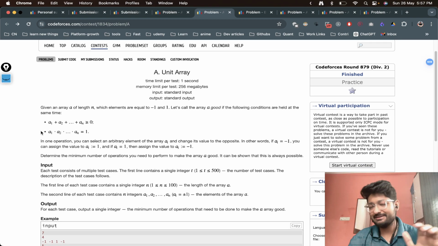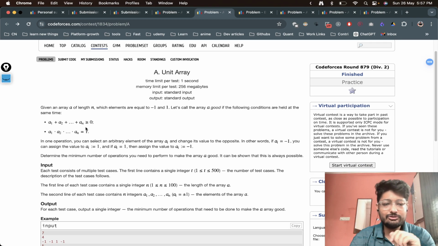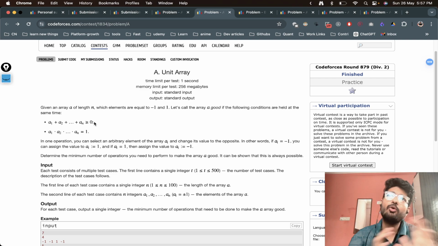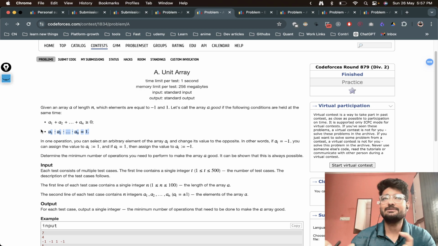elements, so the elements are -1 and 1, and the sum of the elements should be greater than or equal to 0, which means that there are more ones than minus ones, or greater than or equal to. So ones should be greater than or equal to minus ones. And the multiplication should be equal to one, which means that they should cancel out each other. The minus ones, so one's multiplication doesn't matter. Minus one should be even.